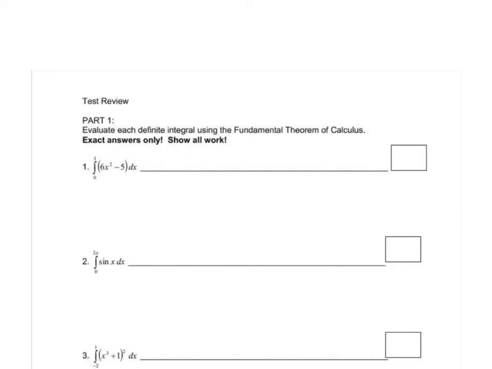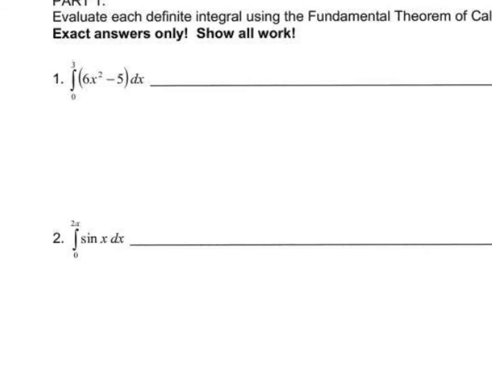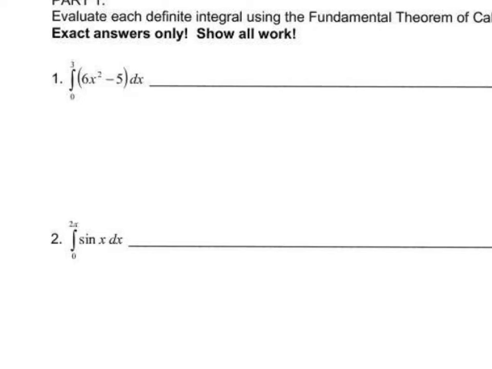Okay, so the rest of the test review is all about finding the antiderivatives, and on part 1 here, I have to show my work because it says use the fundamental theorem of calculus. So first I'm going to find the antiderivative by doing the power rule. So I bring down the coefficient, add 1 to my exponent over the exponent. The 5 becomes 5x, and I want to evaluate that from 0 to 3.